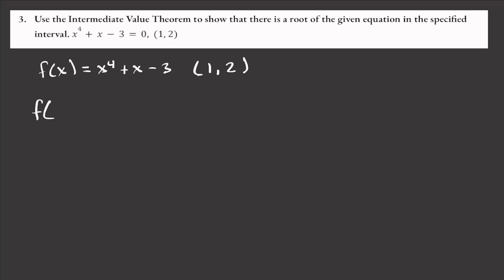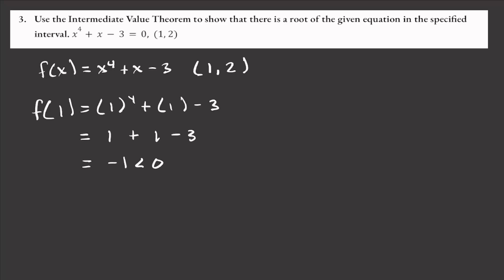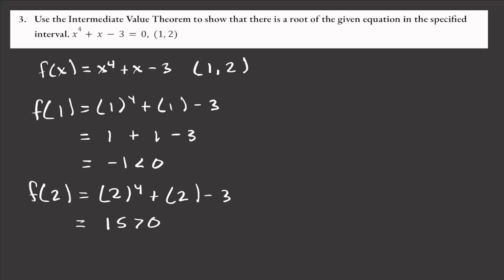So let's plug in first our first value in our interval, which is 1. So f of 1 is equal to 1 to the 4th power plus 1 minus 3. This results in 1 plus 1 minus 3, which gives me the answer of -1, which is a value that's less than 0, and it's below the x-axis. So let's plug in my other value in my interval, 2. So f of 2 is equal to 2 to the 4th power plus 2 minus 3. And this results in 15, which is a value above the x-axis, so it's greater than 0.